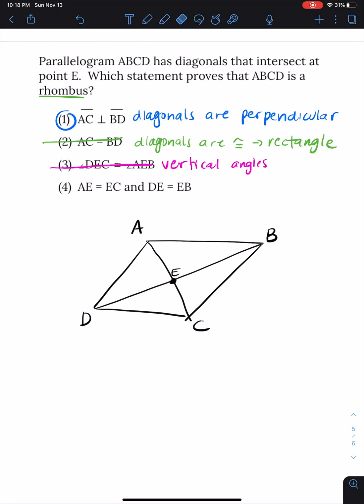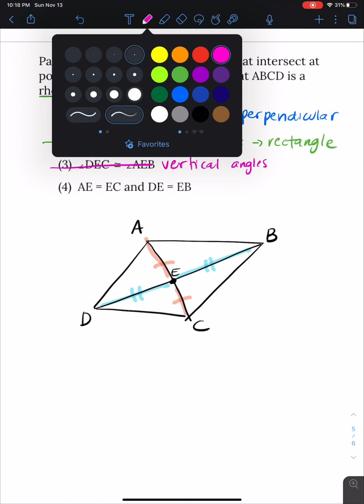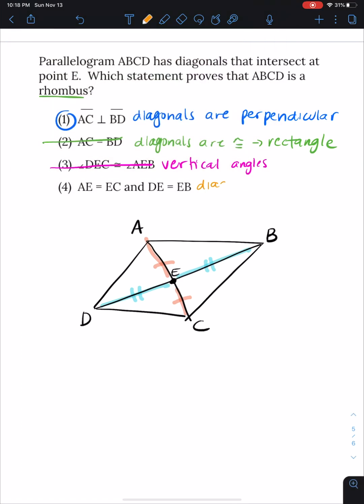All right, and then lastly, AE is congruent to EC, and DE is congruent to EB. This is showing that the diagonals bisect each other. And this is true in rhombuses, but this is not specifically because it's a rhombus. This is just because a rhombus is a parallelogram, and this is the property of all parallelograms. So this doesn't make it a rhombus.